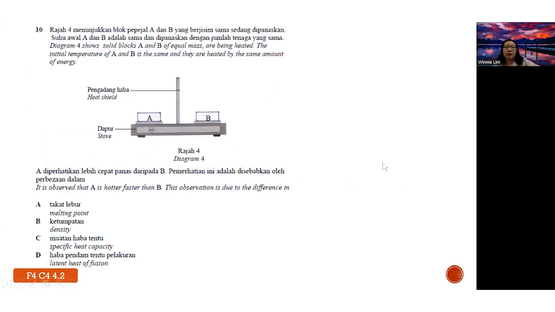Moving on, we have number 10. Number 10 is still under the idea of heat. You have this specific heat capacity concept. Diagram 4 shows solid blocks A and B of equal mass being heated. The initial temperature of A and B is the same, and they are heated by the same amount of energy. It is observed that A gets hotter faster than B. This observation is due to the difference in what? So that means they say A is hotter.